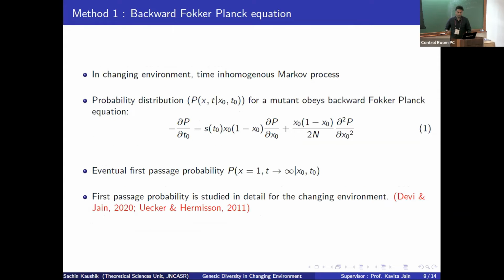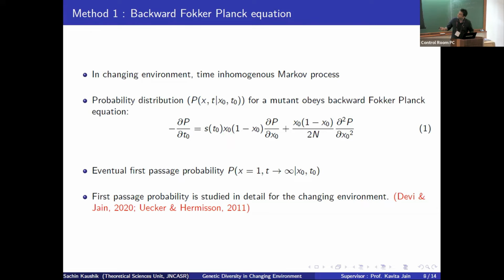The methodology which we are going to use in the changing environment is the usual backward Fokker-Planck equation, which we use when the system has absorbing boundaries. So we can write down the probability distribution function, which obeys a time-inhomogeneous backward Fokker-Planck equation. The difference between the changing environment and the constant environment is that now there is an inhomogeneity in time. If we write down the equation for the eventual first passage probability, the left-hand side in equation 1 becomes 0 in the static environment and the equation simplifies, whereas in this case, things are a bit complicated.